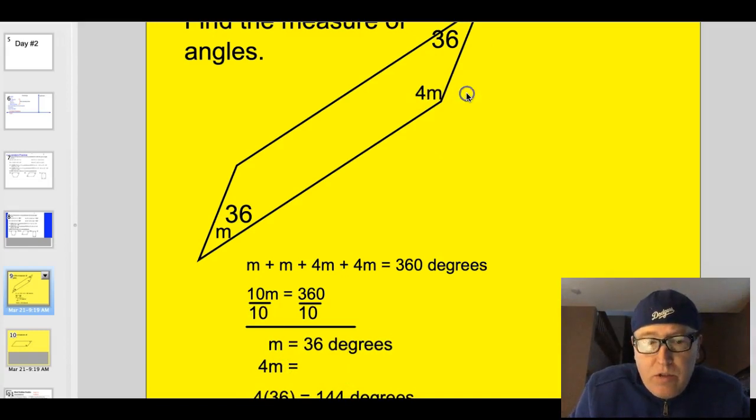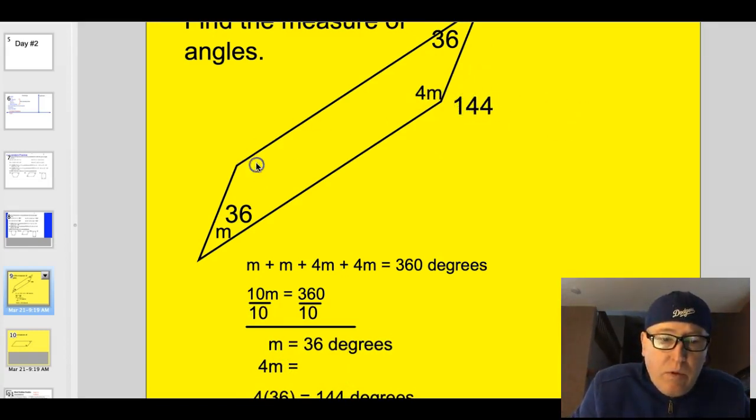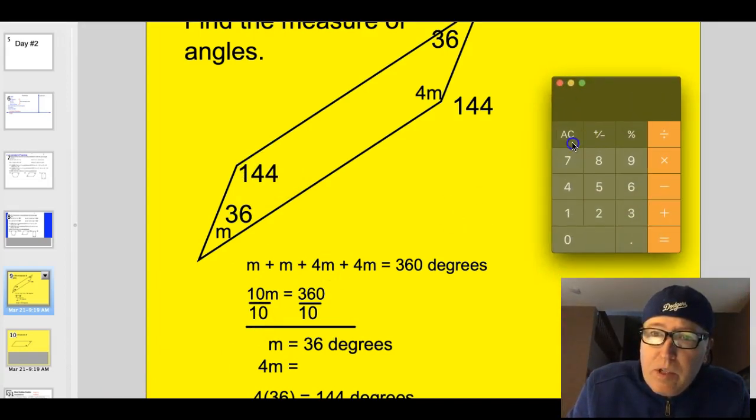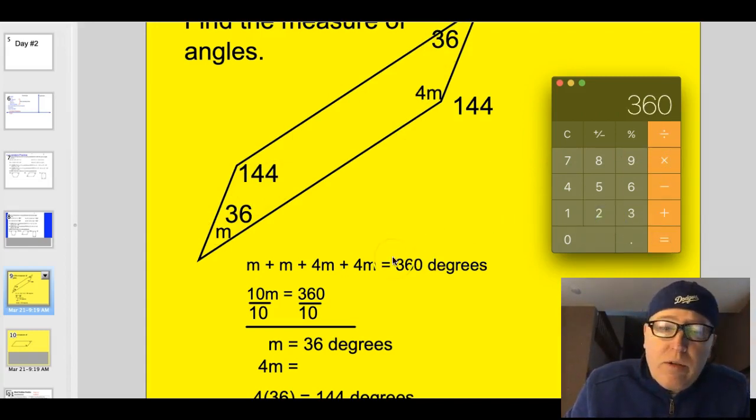And so this one here is going to be 144 here. And of course, this is going to be 144 over here. You can double check these. Just grab your calculator and add them up. Make sure we get to 360. We have 144 degrees plus the 36 degrees. That equals 180 degrees. Well, if you have 180 degrees down here, you know you're going to have 180 degrees down here, so you can just take that times 2, and there's your 360 degrees.